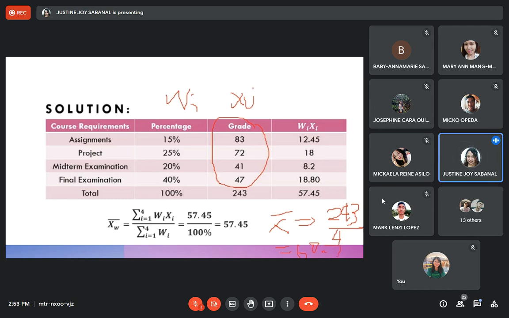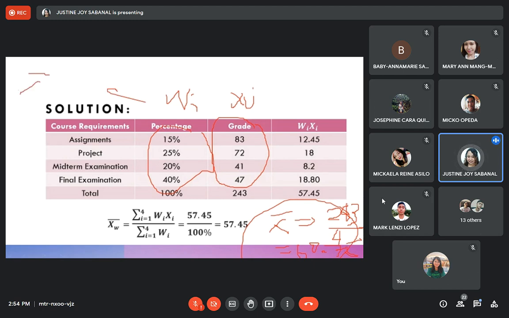60.75. So bakit hindi pwedeng gamitin si arithmetic mean? Kasi magkakaiba yung bilang ng percentage nila. Pero kung yan po ay tig-25%, pwede mo pong gamitin si weighted mean o kaya yung arithmetic mean. So, doon po pala sa relationship ng arithmetic mean at saka ng weighted mean, ito po yung naka-indicate.